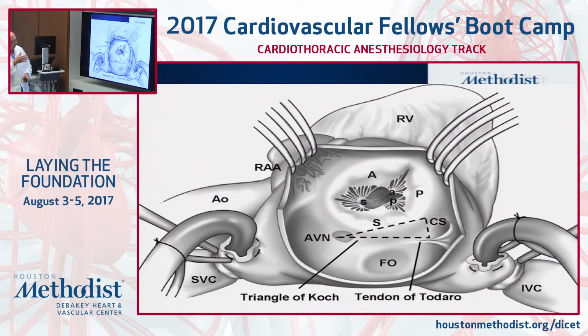So when you look at the tricuspid valve from a surgeon's perspective, the head is on the left, the feet are on the right. You've got bicaval cannulation over here, and you open up the right atrium. So you're looking at the tricuspid valve now. The tricuspid valve has three leaflets. You've got an anterior leaflet, which is the biggest leaflet. You've got the posterior leaflet, which is a small leaflet, and you've got the septal leaflet, which extends along the septum.